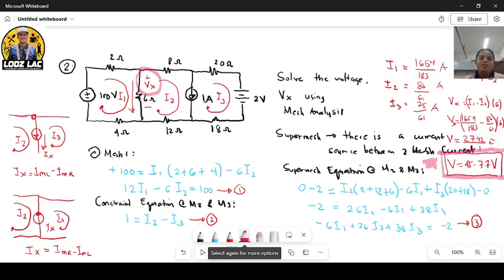Okay. Thank you. And I hope nakatulong yung sample problem ko. So, always remember, supermesh happens when there is a current source between two mesh currents. Remember Cañete's principle: in solving for the constraint, if the direction of the current source is downward, I mesh left minus right. If the direction of the current source is upward, I mesh right minus left.